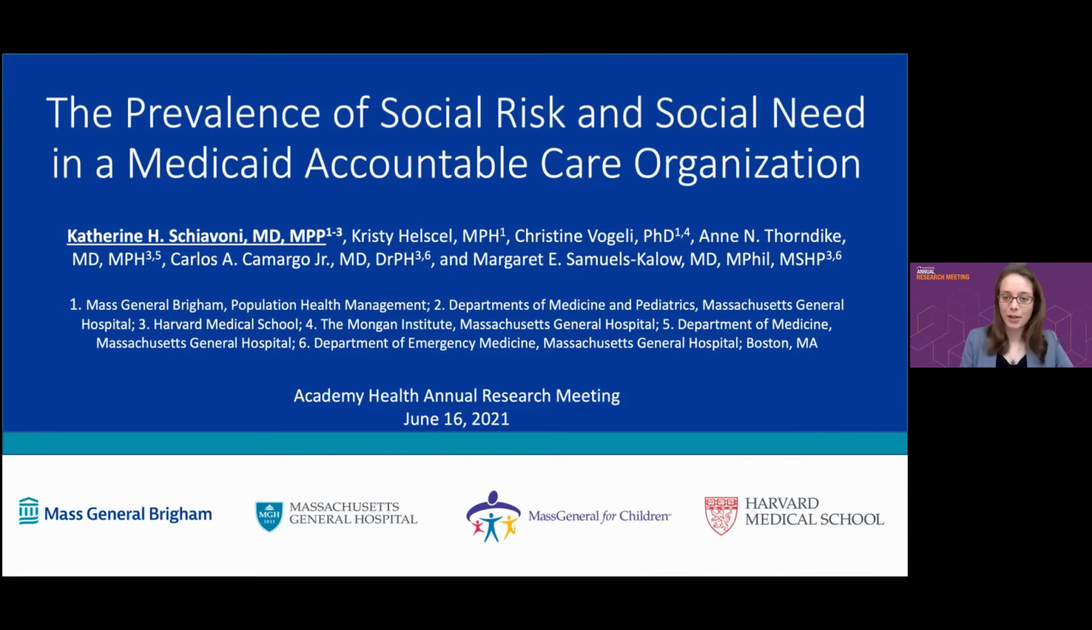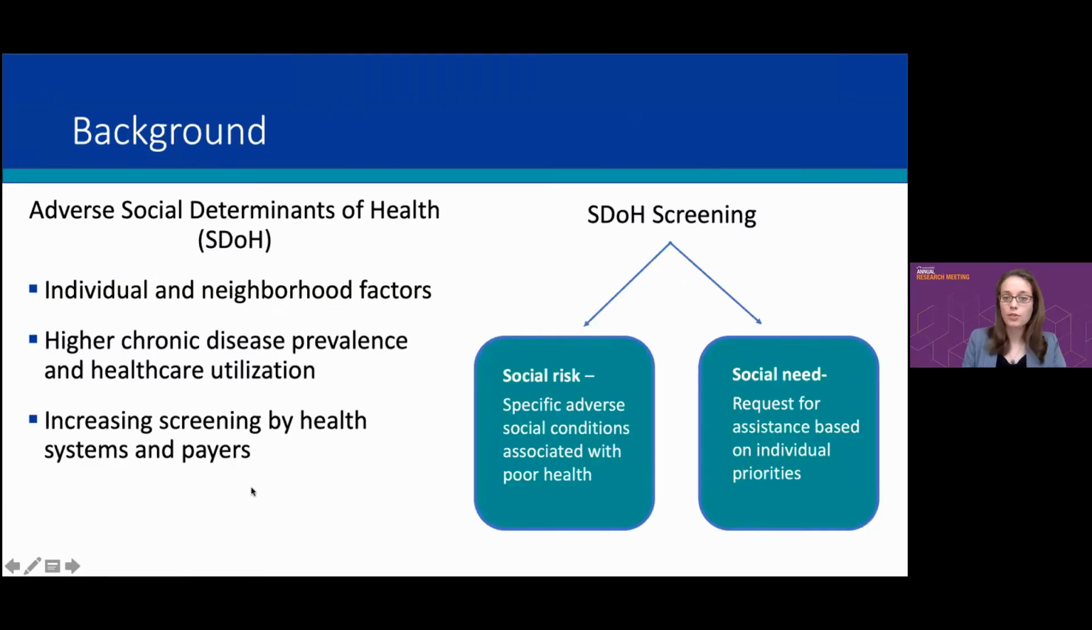Okay. Hi, everyone. I'm Catherine Schiavone. I'm a population health fellow at Mass General Brigham in Boston, and an internal medicine and pediatrics primary care physician at Mass General Hospital. And I'm going to be talking about the prevalence of social risk and social need in our Medicaid accountable care organization. So social determinants of health are defined by the World Health Organization as the conditions in which people are born, grow, live, work, and age, and the larger set of forces and systems that shape the conditions of life.